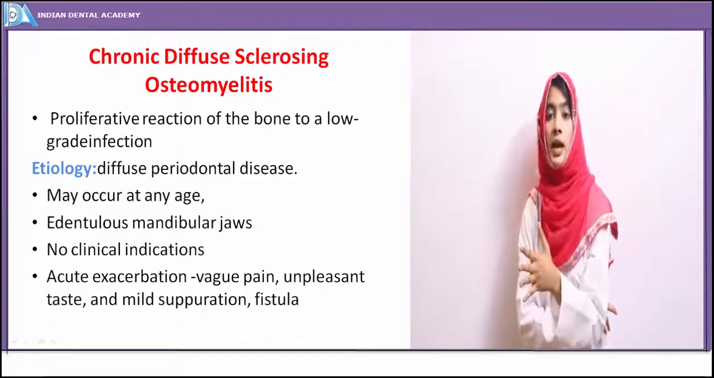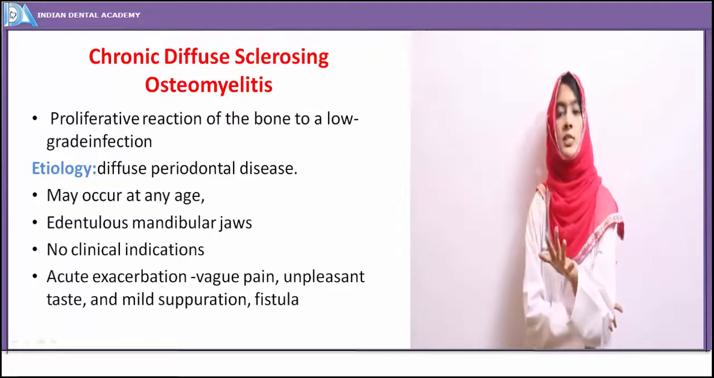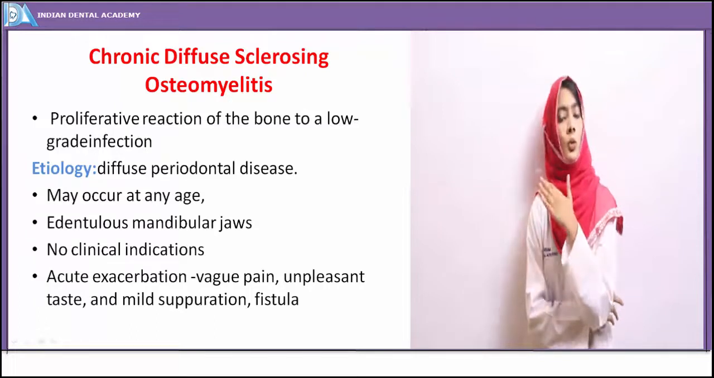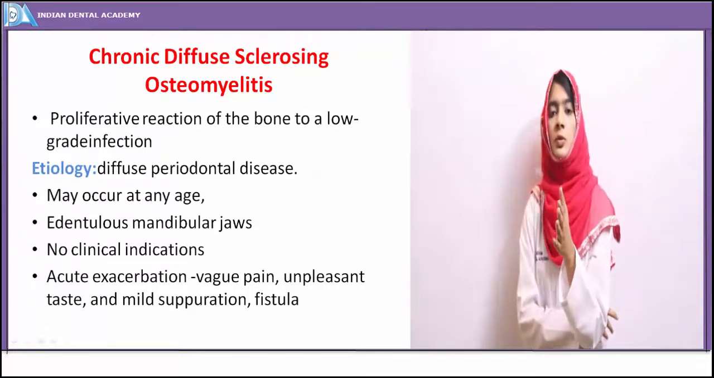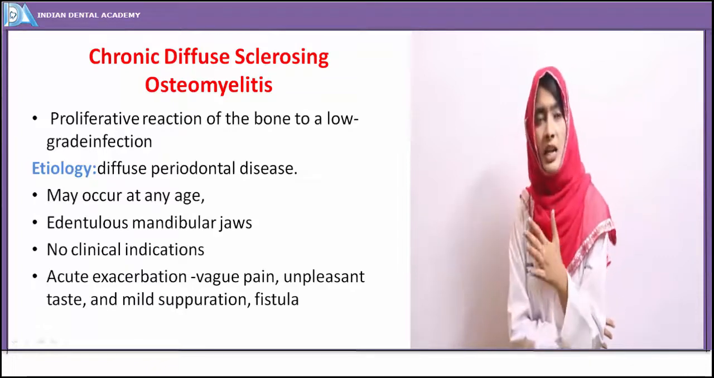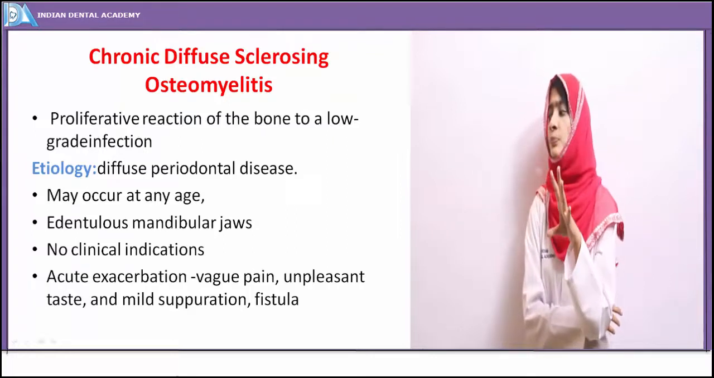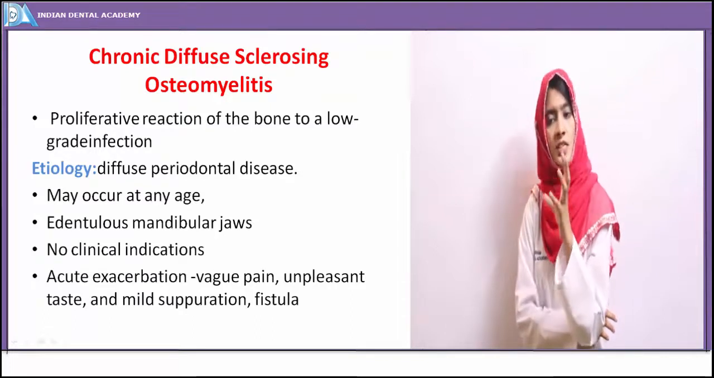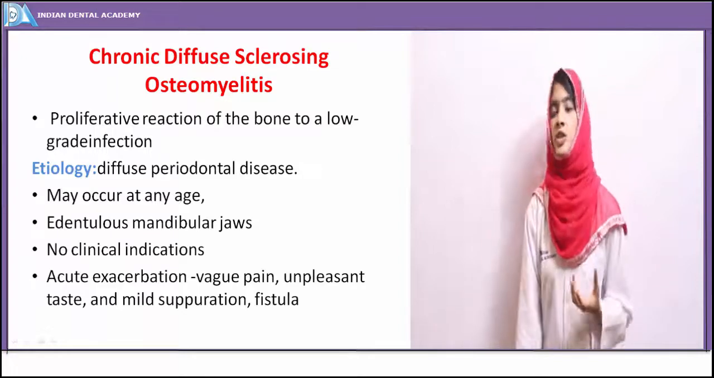There are actually no characteristic clinical features seen. Basically, this chronic diffuse sclerosing osteomyelitis may occur at any age. More commonly, because of the periodontal problems, it is seen in older age individuals, we can say. And edentulous regions or edentulous jaws more commonly show this chronic diffuse sclerosing osteomyelitis. And sometimes there is acute exacerbation of the disease, leading to characteristic weak pain, unpleasant taste, and discharge of pus may be seen in the oral cavity with a fistulous tract formation because of the underlying inflammation occurring there.